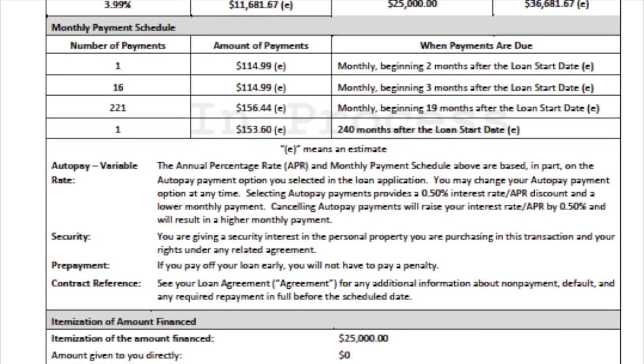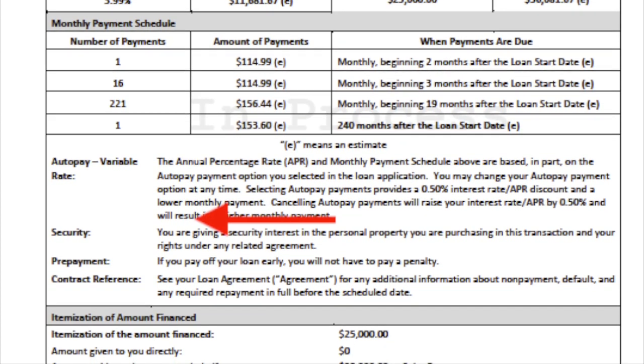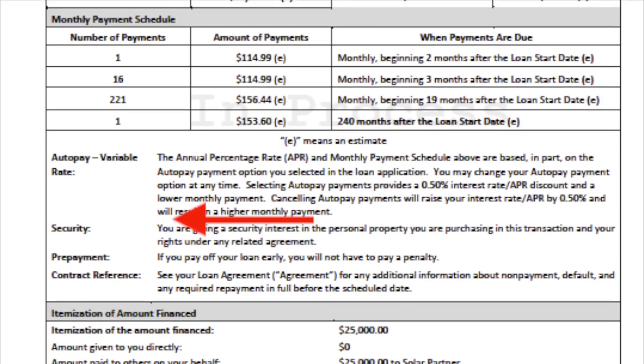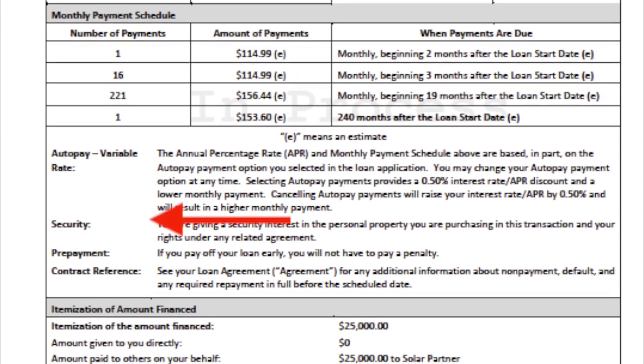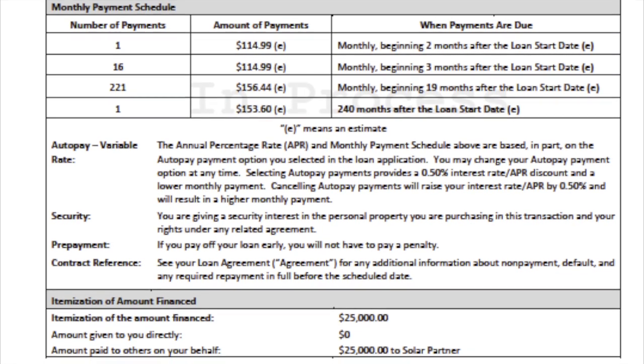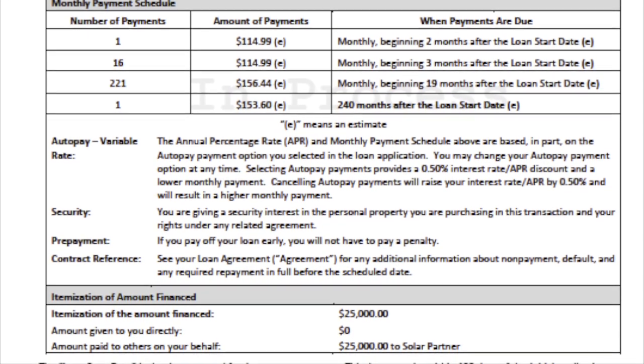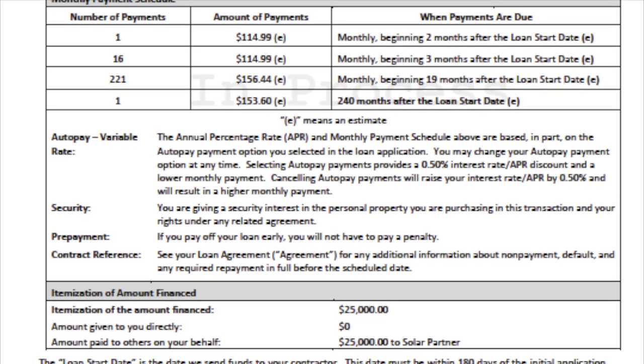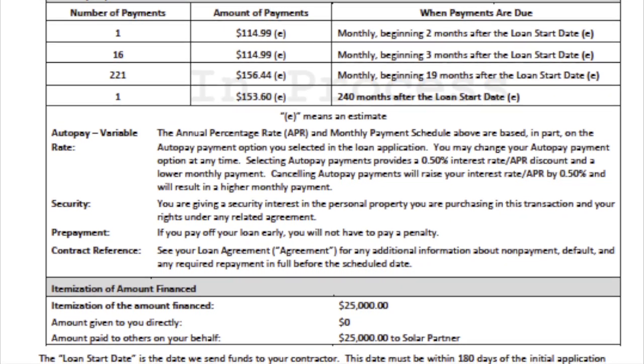Sometimes people get tangled around the axle on this one where, and I'll read it, you are giving a security interest in the personal property. People don't continue reading. They get hung up. They're like, wait, you're putting this against my property? You're leaning my house? No.